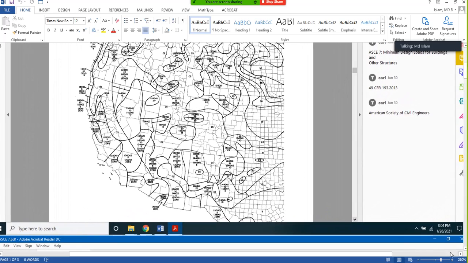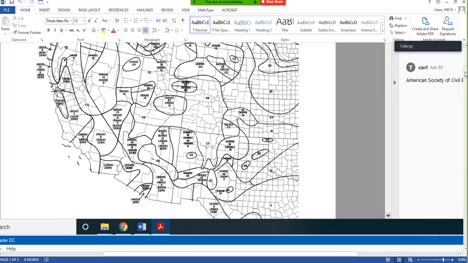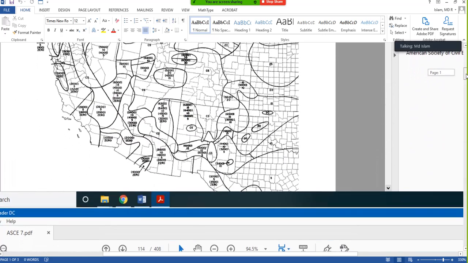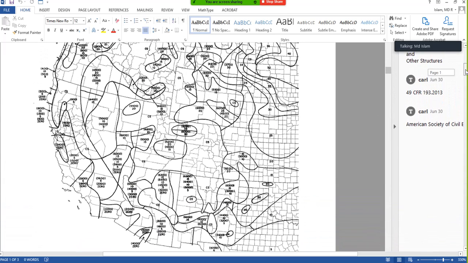And what is this? It's a contour plot of snow. Which table number is this? It is figure 7.1 in your book. Oh, not book, ASCE 7. I uploaded this in your Blackboard.